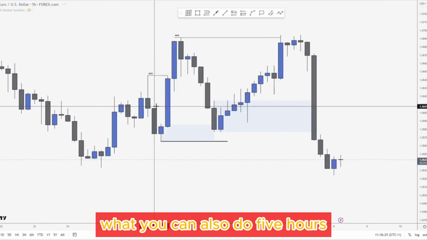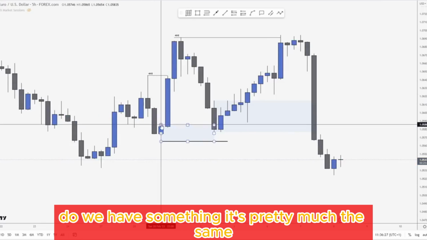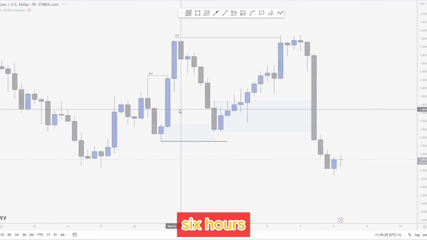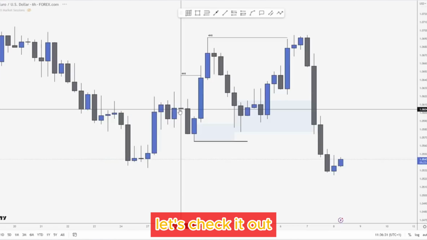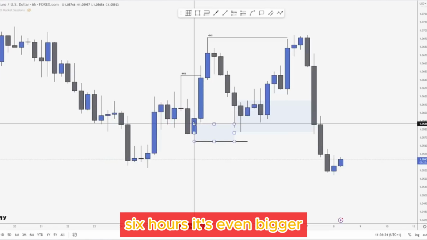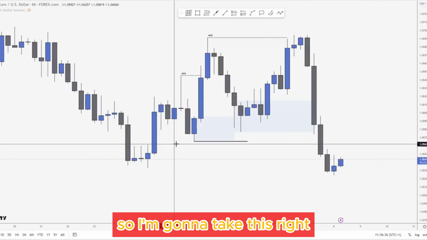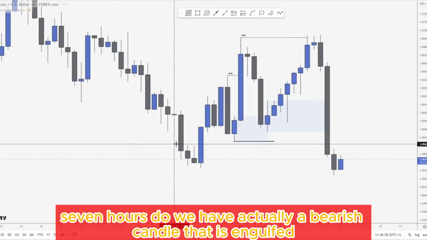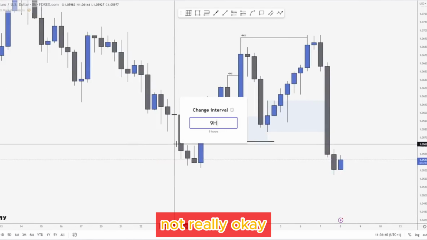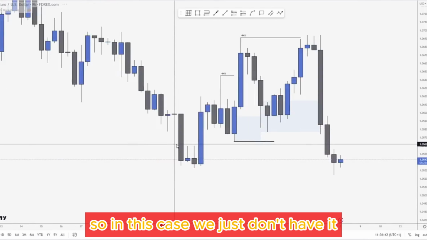What you can also do: 5 hours, do we have something? It's pretty much the same. It's a slightly bigger candle. 6 hours, let's check it out. 6 hours, it's even bigger. So I'm going to take this. 7 hours, do we actually have a bearish candle that is engulfed? Not really. Maybe 9-hourly? No. So in this case, we just don't have it.